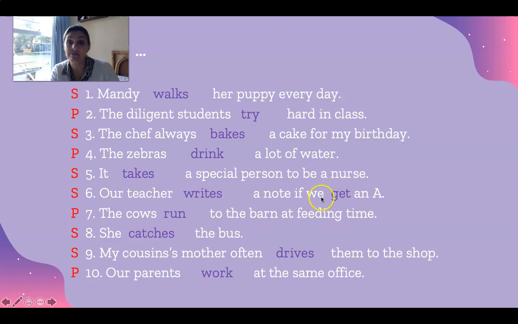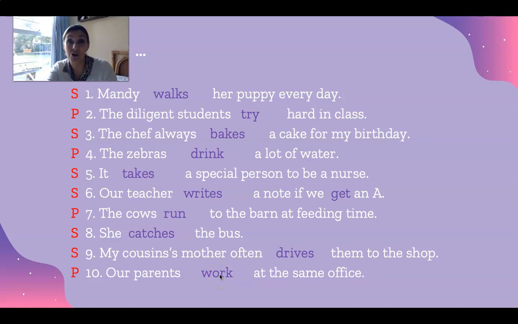Now this was a tricky one because you'd think we does not have an S, but we is already plural, so it shows us that it's more than one. So it has the word get. Number 7, the cows, there's the S, run, not runs, to the barn at feeding time. She, singular, catches, needs the S, the bus. Number 9, my cousin's mother often drives, because mother hasn't got an S there, drives them to the shop. And number 10, our parents, more than one with the S, work at the same office.